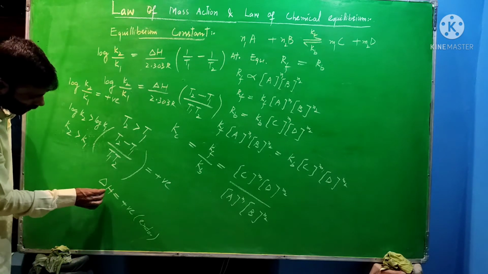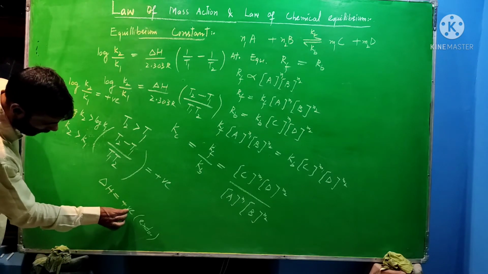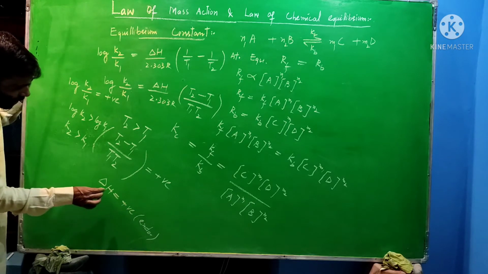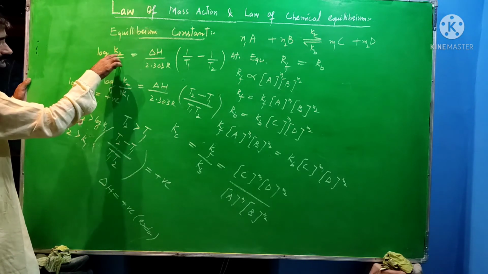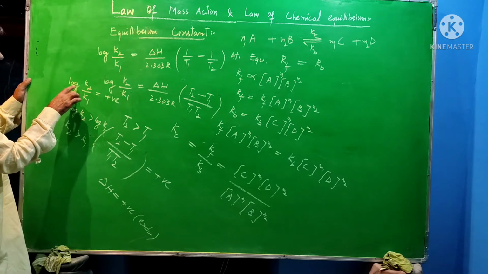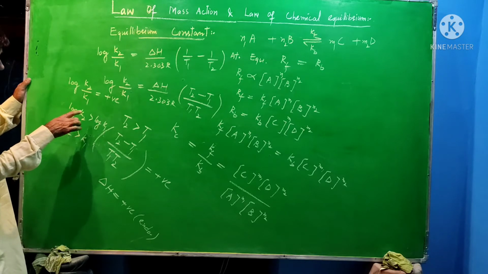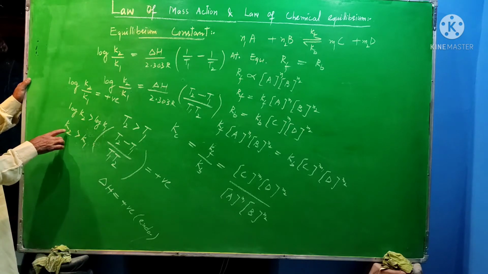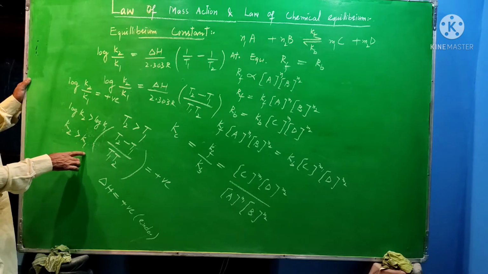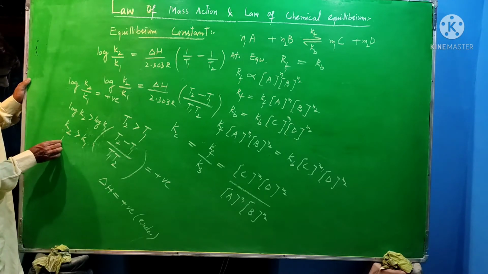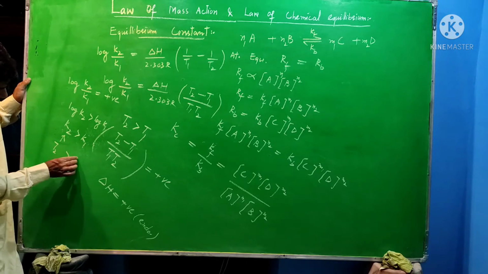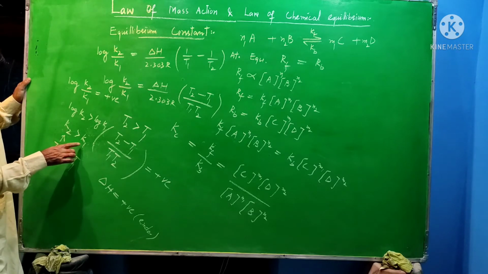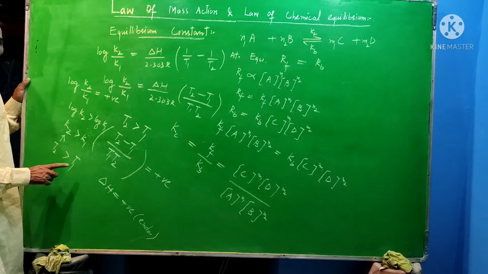In the case of an endothermic reaction, we know delta H is positive, then this term is positive. So this ratio is positive. That means log of K2 is greater than log of K1, or we may say K2 is greater than K1. It means the equilibrium constant of the reaction at T2, which is higher than T1, is more in comparison to the equilibrium constant of the same reaction if it is carried out at T1.